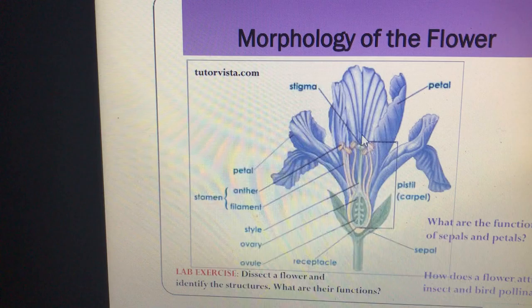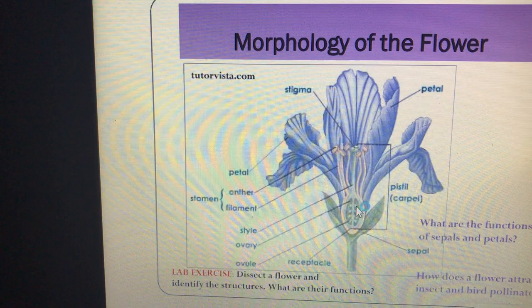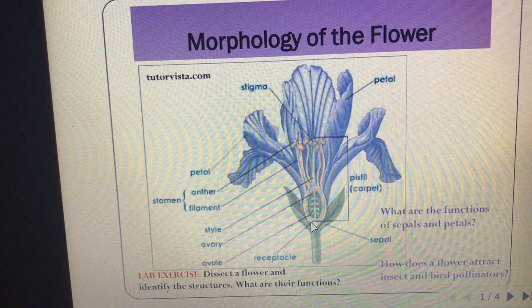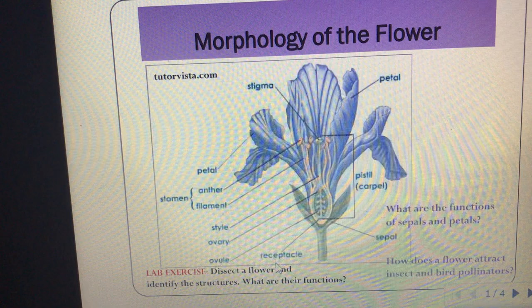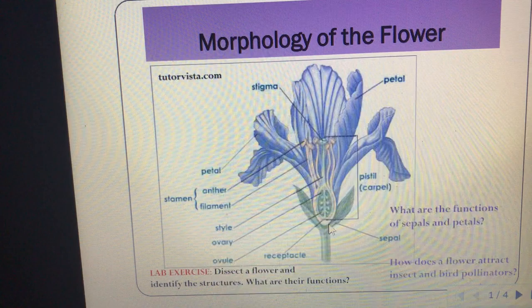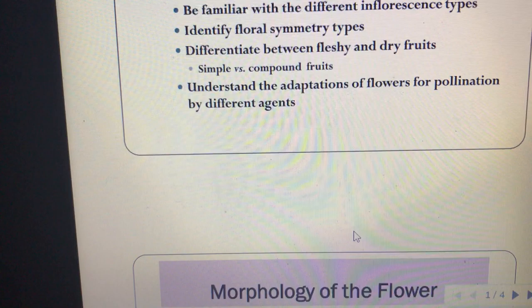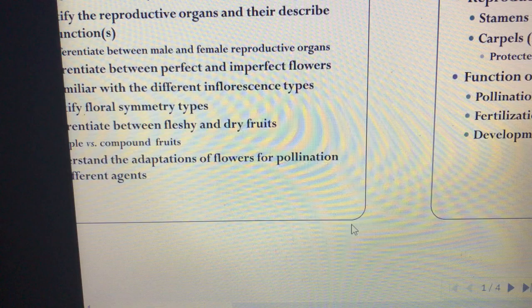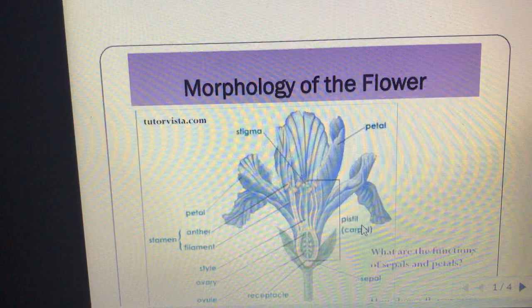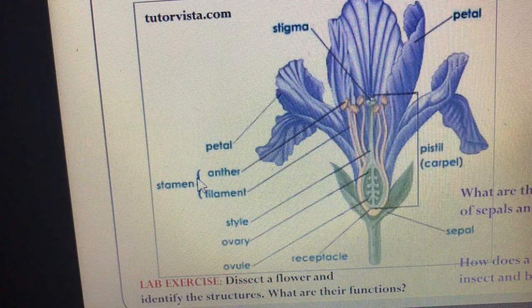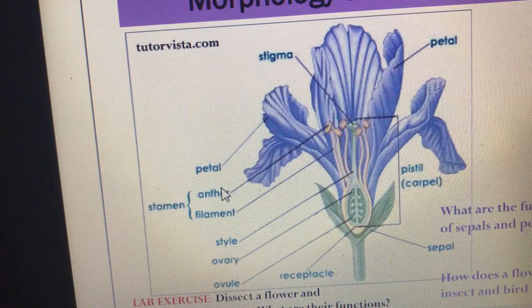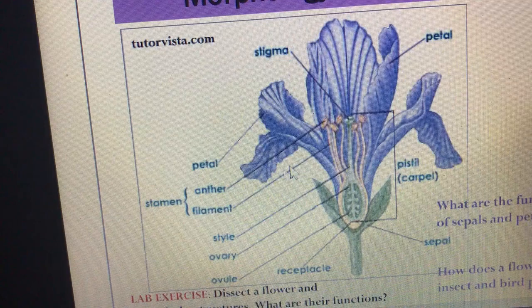So this is the stamen, this is the style, the one in the middle, this is the ovary, this is the ovule, and this is the receptacle. This is the sepal. So let's see where the stamen is. The stamen is the male reproductive organ. The stamen is a combination of the anther and the filament. The anther is over here, the filament is over here, and this is the male reproductive organ.